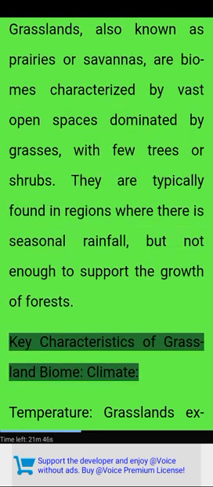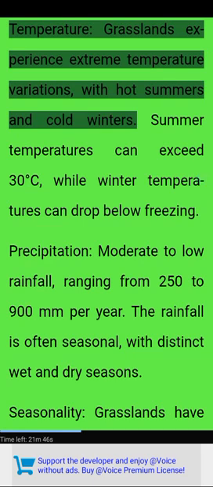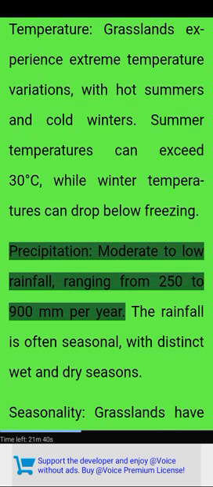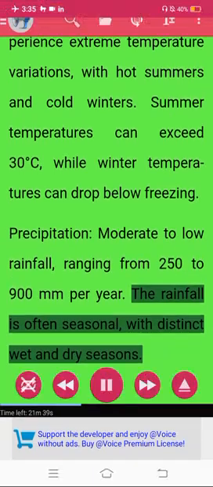Key characteristics of grassland biome: climate. Temperature: grasslands experience extreme temperature variations, with hot summers and cold winters. Summer temperatures can exceed 30 degrees Celsius, while winter temperatures can drop below freezing. Precipitation: moderate to low rainfall, ranging from 250 to 900 millimeters per year. The rainfall is often seasonal, with distinct wet and dry seasons.